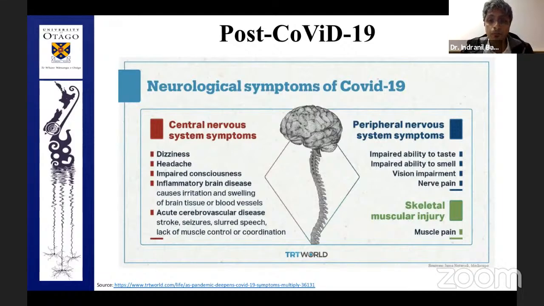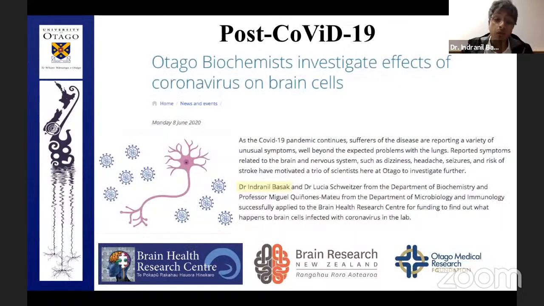So what we are doing is, using induced pluripotent stem cell derived neurons, we are testing how these viruses can cause injury or anomalies in these neurons. So this is a typical neuron. These are the viral components. And we got two grants, from Brain Health Research Center, Brain Research New Zealand, and Otago Medical Research Foundation.